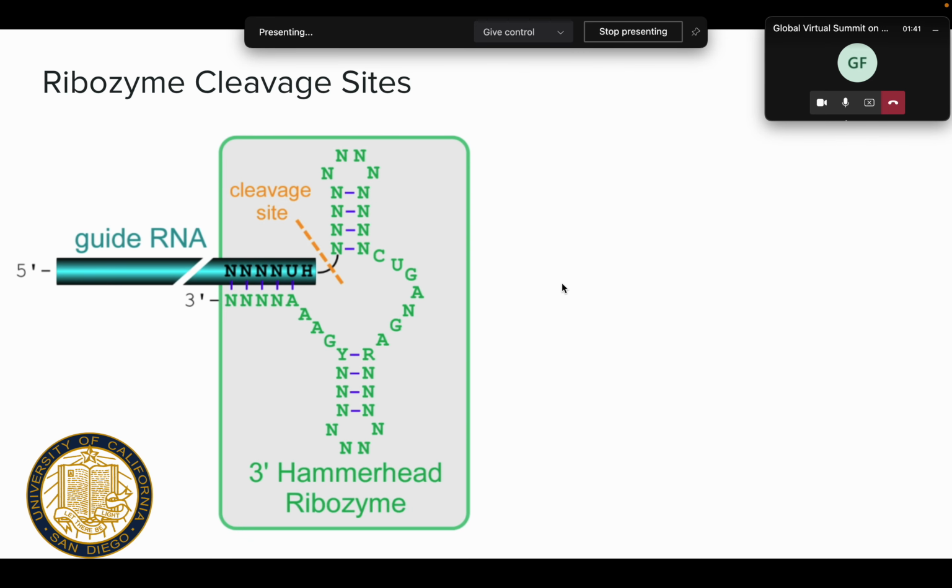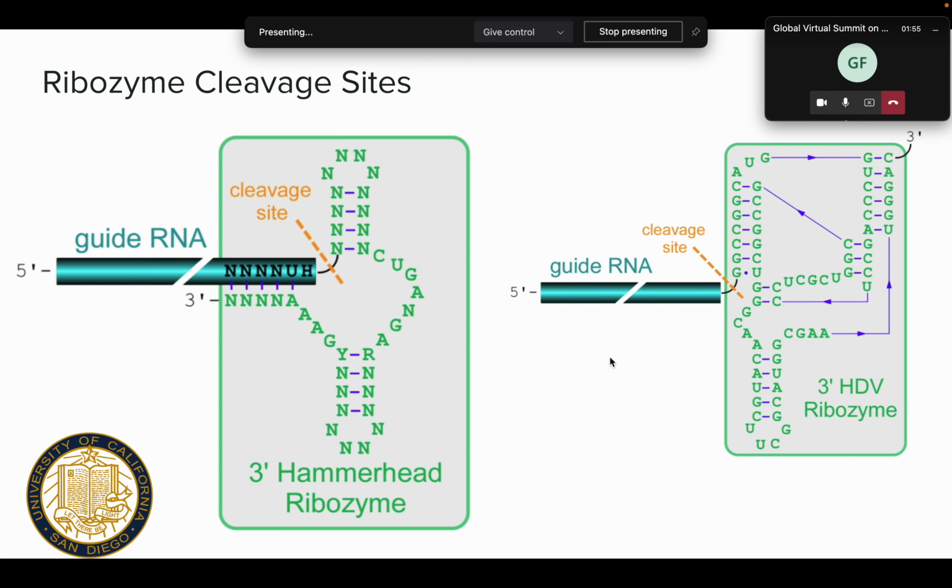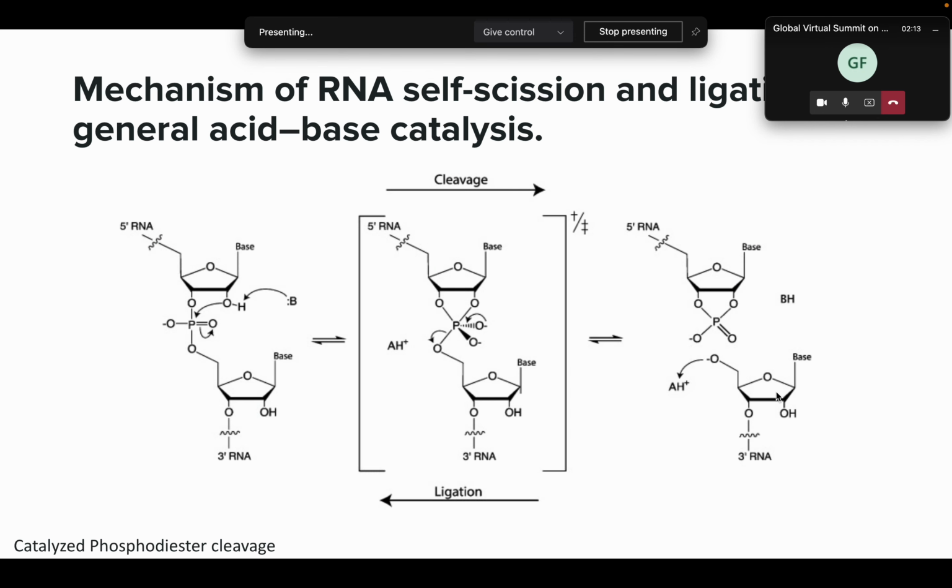Looking at the cleavage site, this is a hammerhead ribozyme. You can see the 5' has the guide RNA, and then inside you see these nucleotides and this cleavage site. For the HDV ribozyme, it looks a little bit different. You can see the ribozyme cleavage site near the GCs there. So here are the different ribozymes and their cleavage sites.